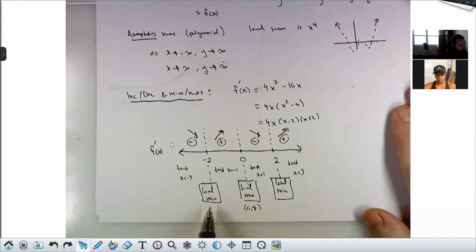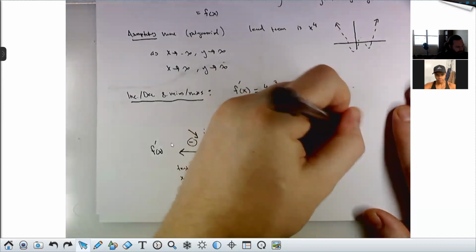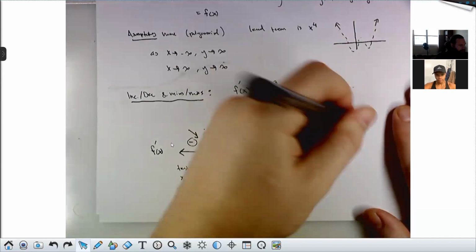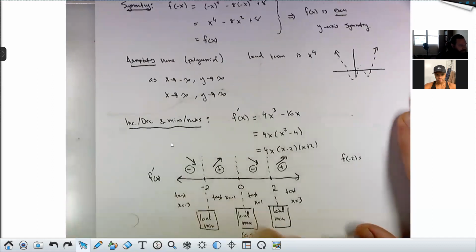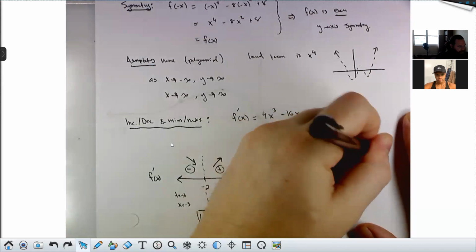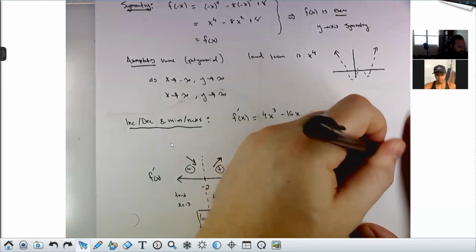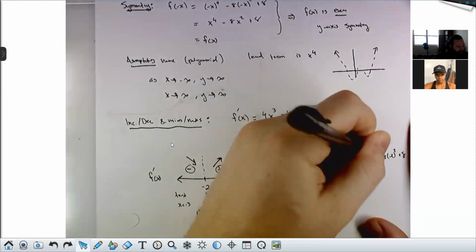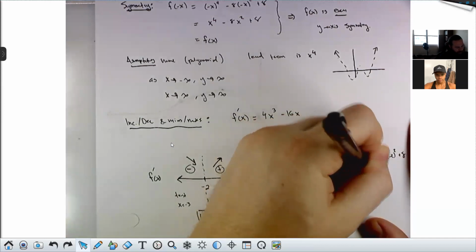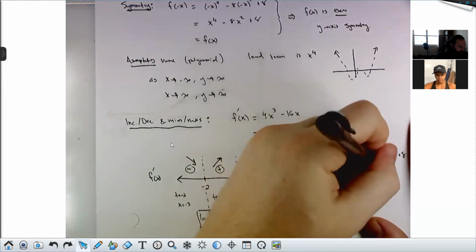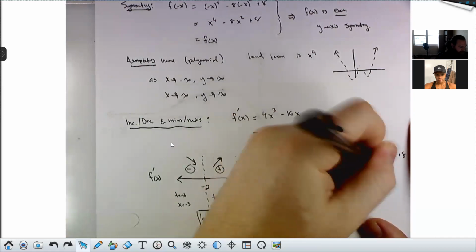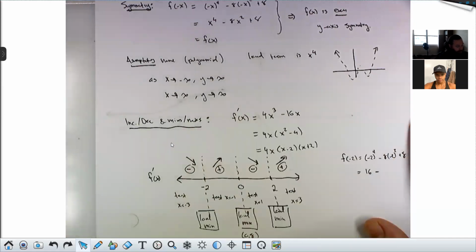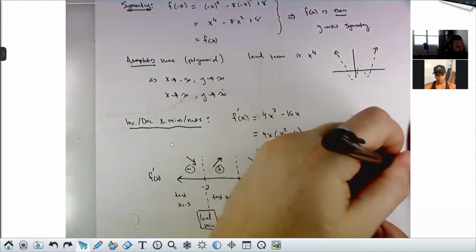To find the points here and here, I need to know what is f of -2. So if I take -2 and I plug it into the original expression, I get -2 to the 4 minus 8 times -2 squared plus 8. -2 to the 4 is +16, minus 8 times 4 is 32, and plus 8.